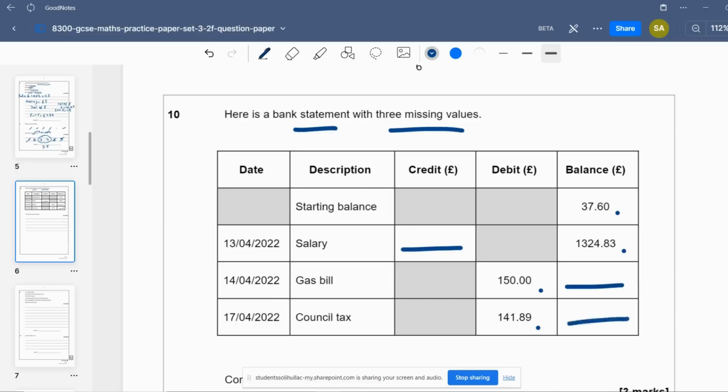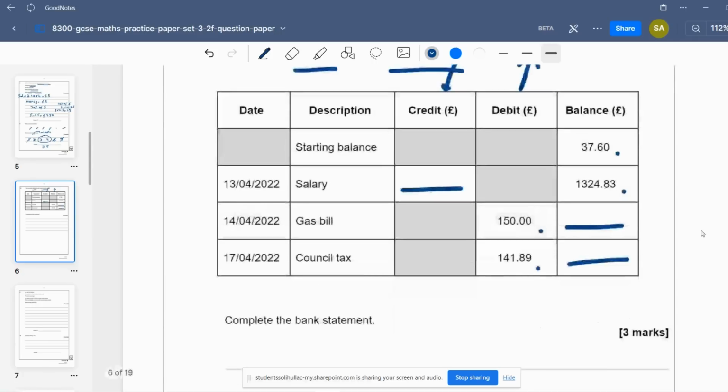The thing you need to remember is that the money in the debit column means the money is going out of your account, and the credit column is the money which is coming in. The starting balance is 37.60. The salary is coming in, but we don't know how much. After the salary, the account balance is 1,324.83.